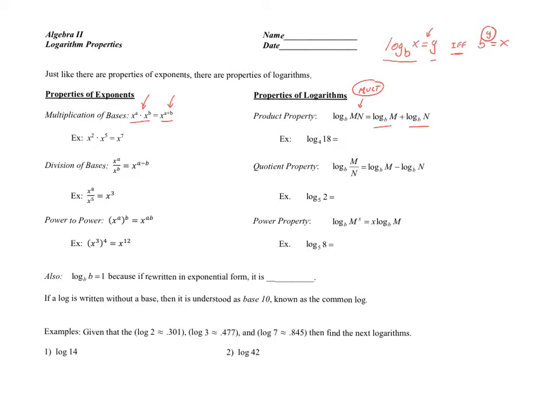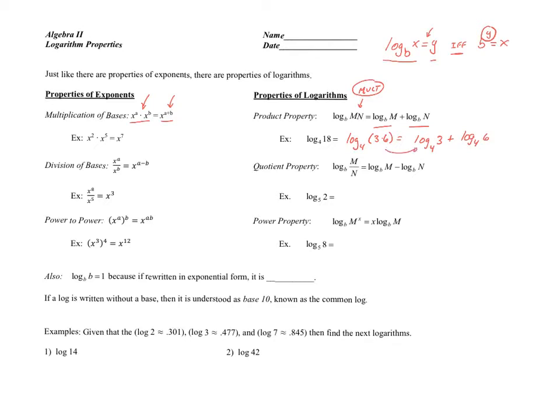Here I have the log base 4 of 18. Well, another way I could write 18 would be the log base 4 of, let's say, 3 times 6. If I wanted to expand this logarithm, because it's multiplication, I could add the logarithms. I could add the exponents. So the log base 4 of 3 plus the log base 4 of 6. Remember, a logarithm is an exponent, and so we're showing the property here by adding the exponents.